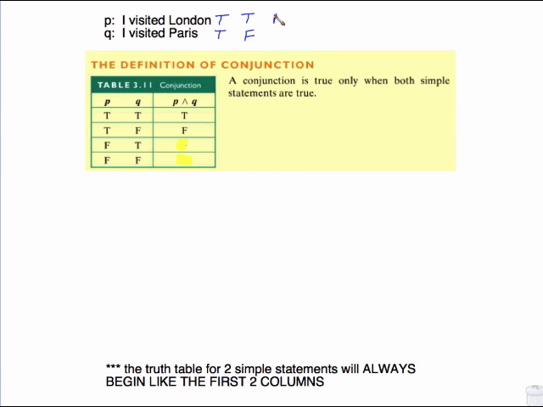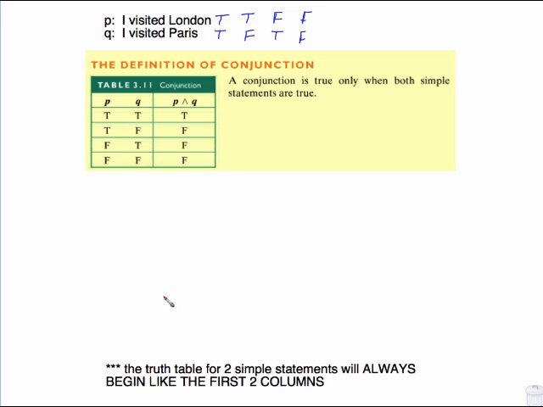Another possibility is he lied about going to London. He did tell you the truth about going to Paris. That's this right here. The London statement is a falsehood, but the Paris statement is true. If you put that together in one and statement, you are telling a lie because both parts are not true. And the last thing is he could be lying about going to London and he could be lying about going to Paris. That's false, false, and that's going to give you a false there also. So the only time the conjunction, which is what this is with the and, the only time that is true is when both simple statements are true.